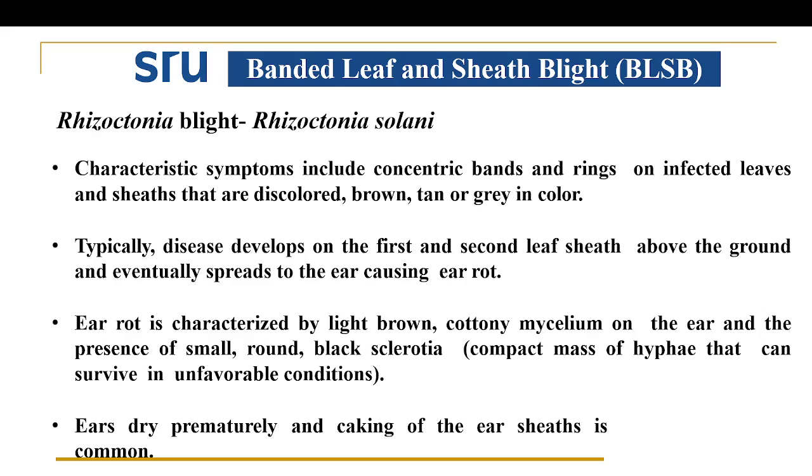Typically, the disease develops on the first and second leaf sheath above the ground and eventually spreads to the ear, causing ear rot. Ear rot is characterized by light brown cottony mycelium on the ear and the presence of small round sclerotia, which are a compact mass of hyphae that can survive in unfavorable conditions. The ear will dry prematurely, and caking of the ear sheath is a common symptom.